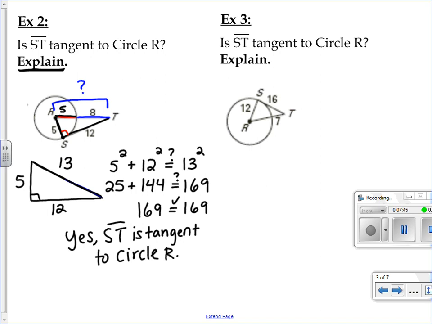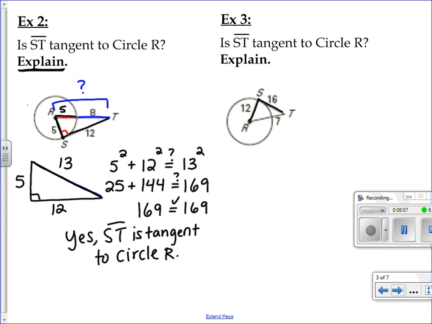So I'm going to have you guys try example 3 on your own, so feel free to pause the video. If not, just keep watching and we'll work on it together. So example 3 is also asking, is segment ST tangent to circle R? We're going to explain. So again, we have what looks to be a tangent segment and a radius.